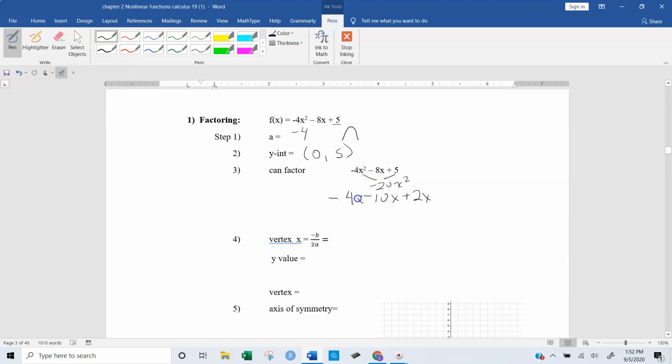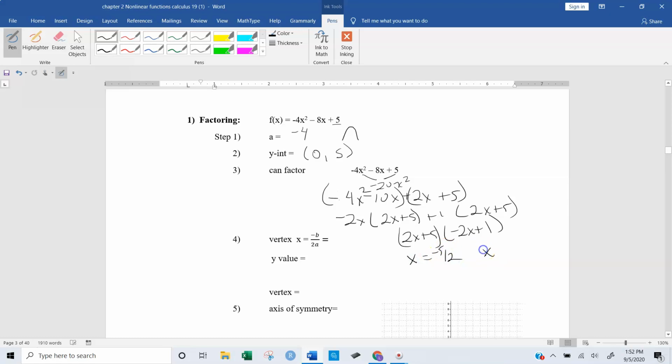Bring down your first one and your last. Group. Take out what they have in common. I'm going to put a 1 here just so we don't get messed up. So now we've got 2x plus 5 and negative 2x plus 1. So we have x equals negative 5 halves and x equals positive 1 half.